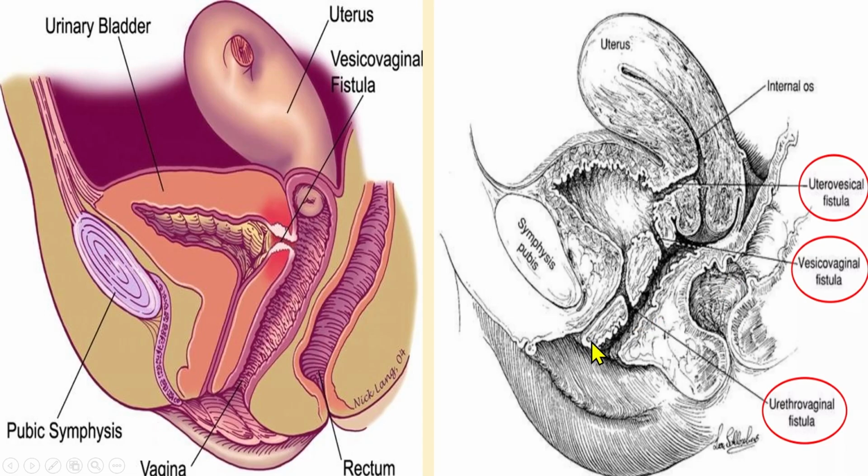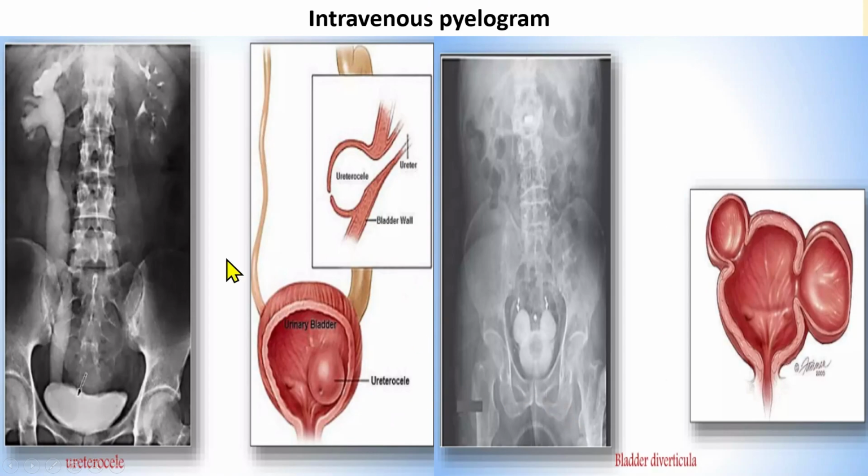So these are different fistulas which can cause total incontinence, where the patient continuously complains of urine leakage. So here is the pyelogram where you can see the urethrocele. Okay, and in this picture you can see the bladder diverticula.